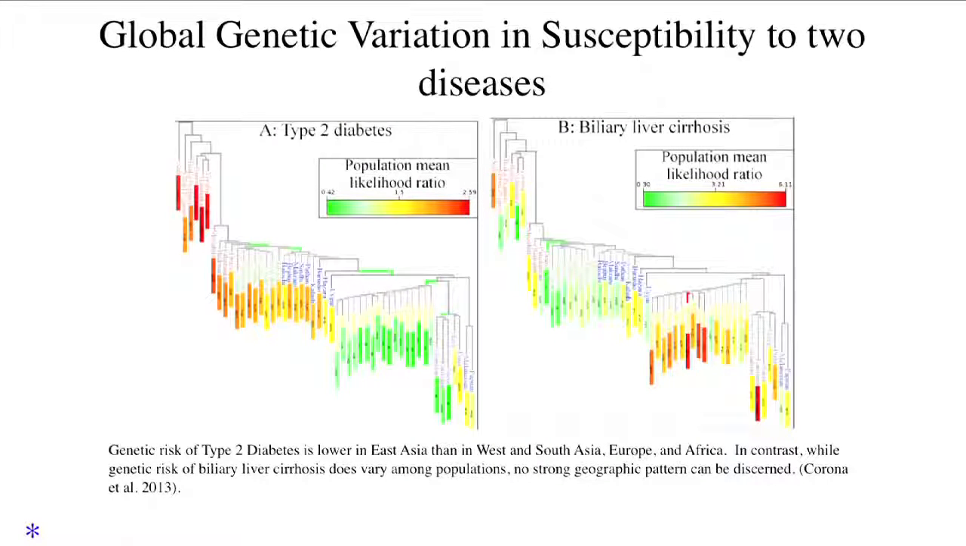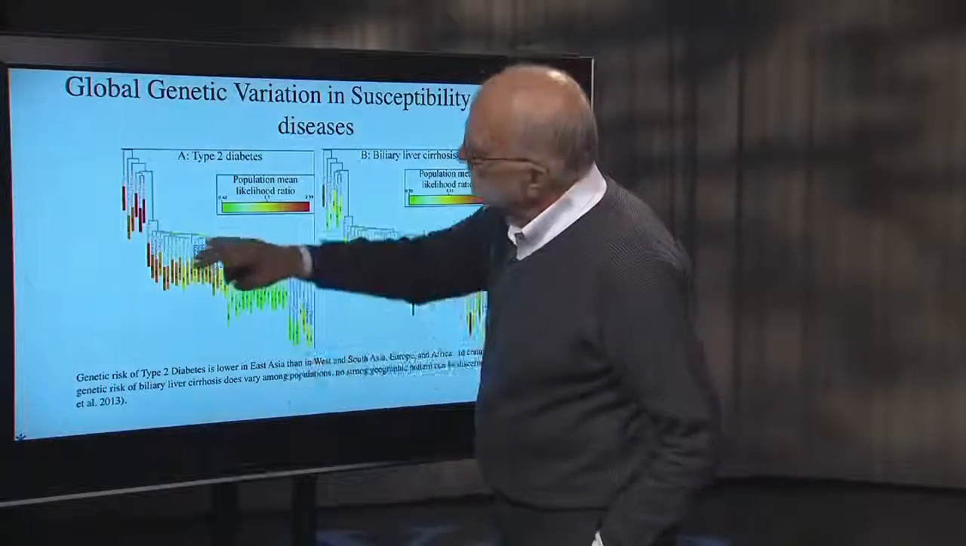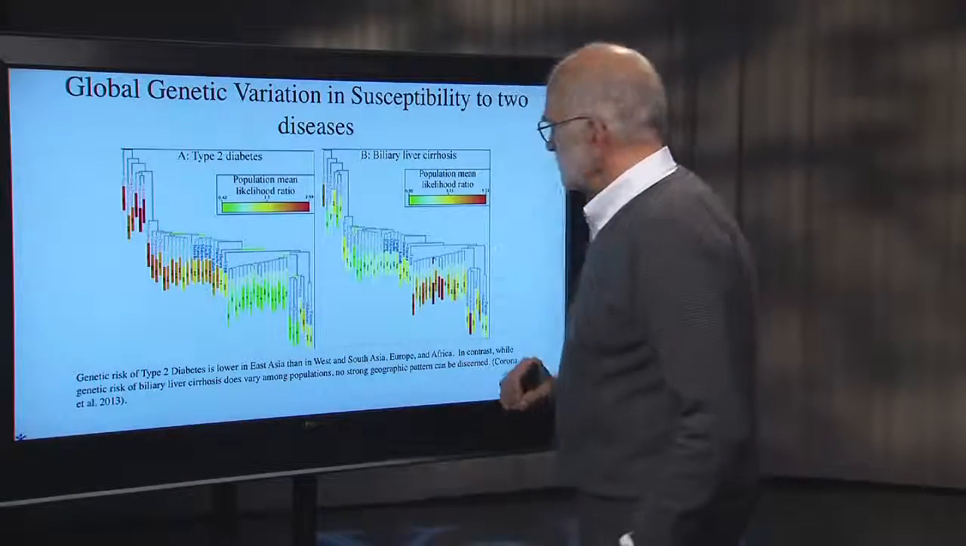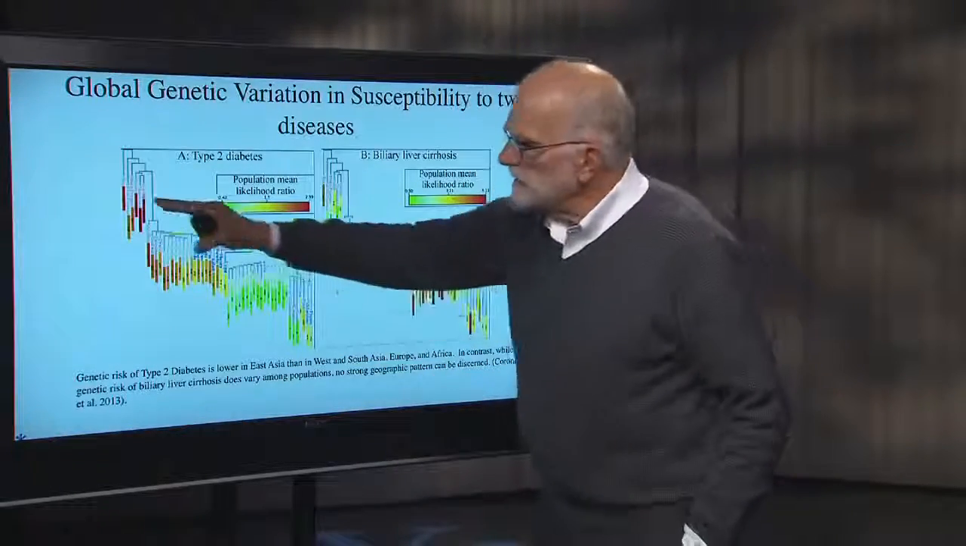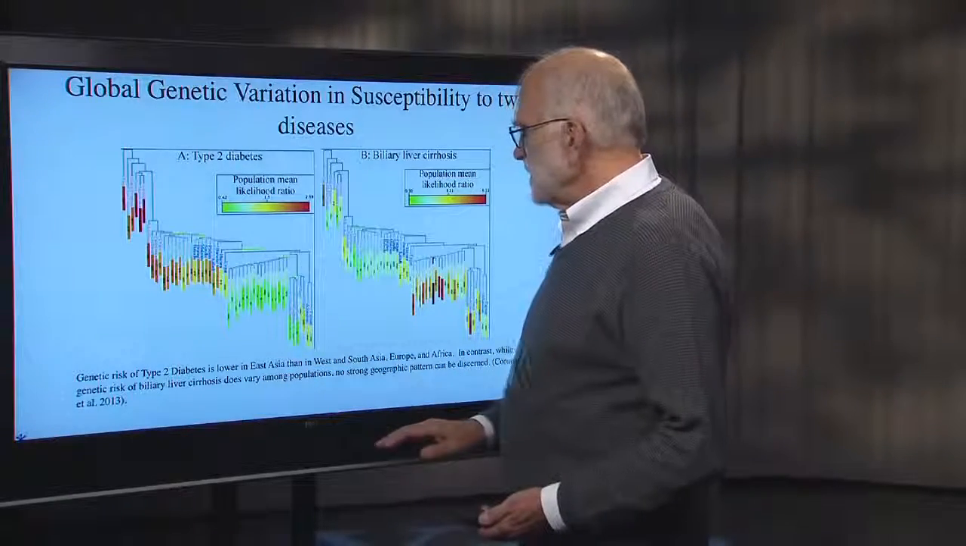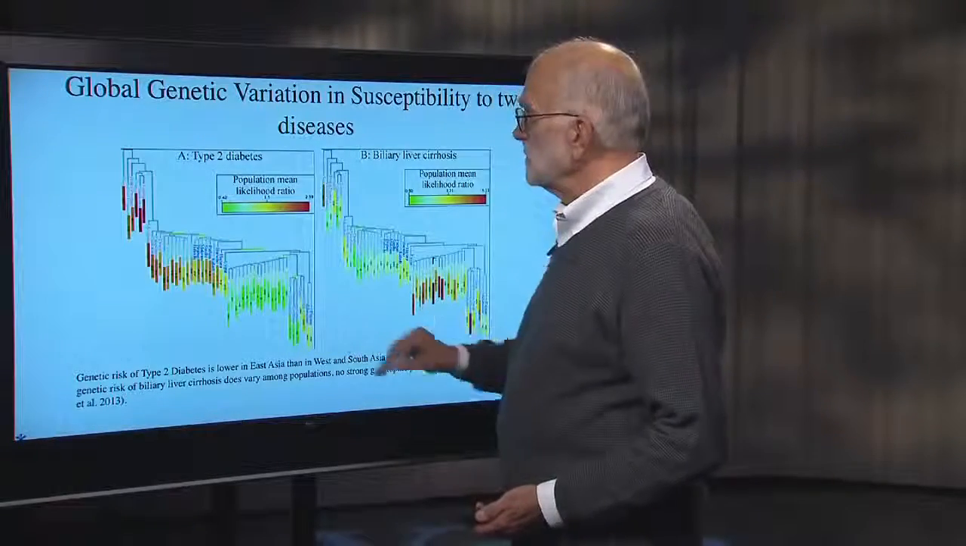If we look at global variation in susceptibility to two diseases, type 2 diabetes and biliary liver cirrhosis, we find interesting contrasts in the patterns. For type 2 diabetes, there's a very clear pattern. The risk is much lower in East Asia than it is in West and South Asia, Europe, or Africa. So this is Africa, this is South Asia, this is East Asia. In this case, it looks like we came out of Africa and the risk that we have of type 2 diabetes got lower and lower as we moved out across the planet.